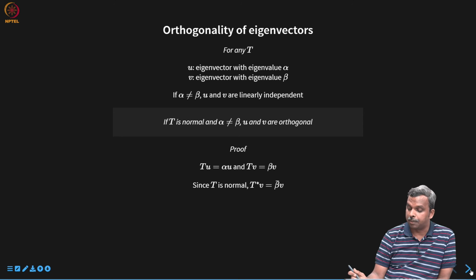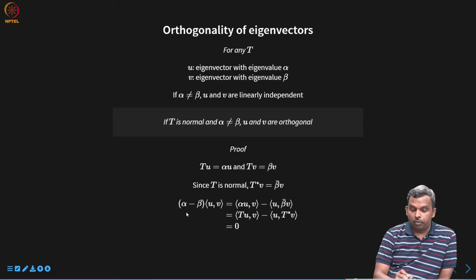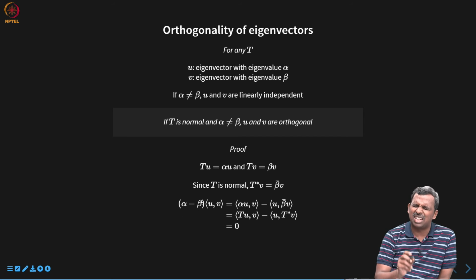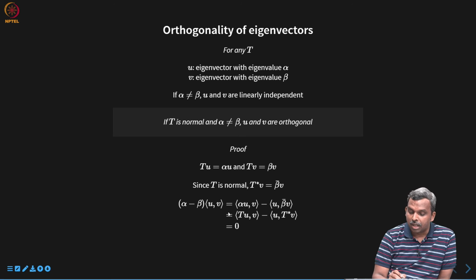Notice what happens here. We will consider alpha minus beta times the inner product of u and v. Since alpha is not equal to beta, alpha minus beta is not 0. Remember that the inner product of u and v could be 0. We want to show that it is 0, but that's where we start.